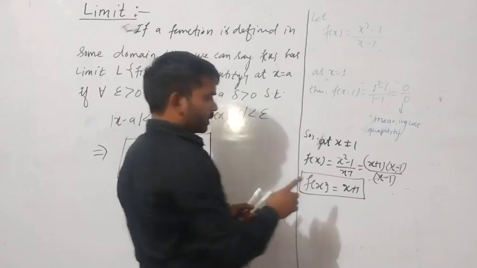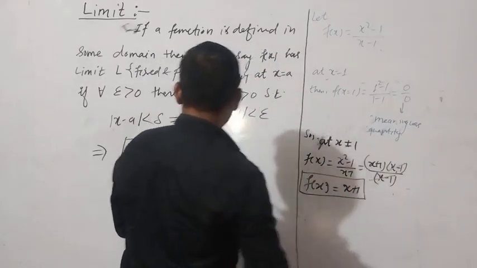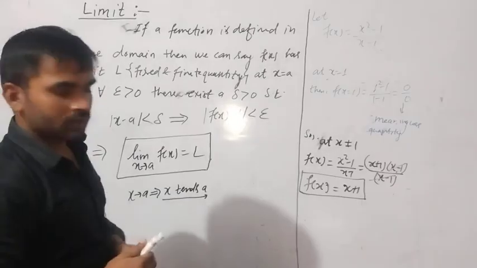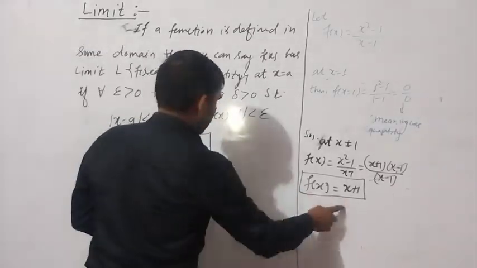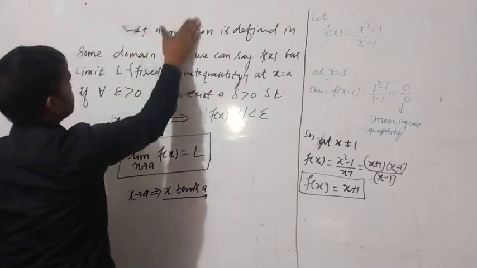Okay, so we can see how we can calculate the limit for this function. So let me erase this. After that we can see how we can find the limit and what is the meaning of all the things. So let me erase this first.